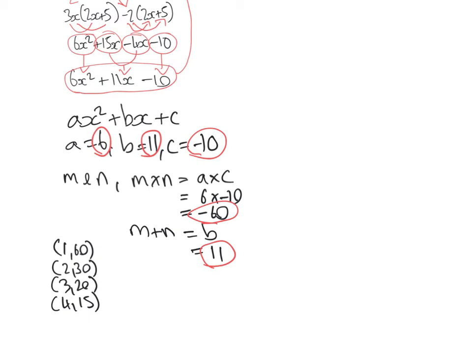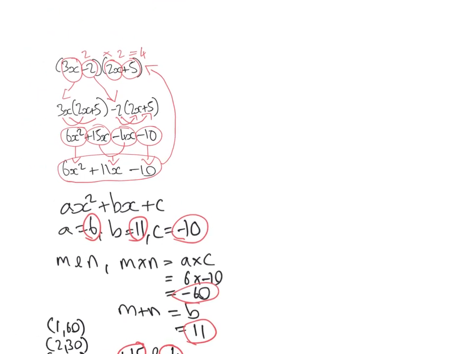And that is positive 15 and negative 4, okay? Because if you multiply these two together, you get negative 60, but if you add them together, you get the positive 11, which is what we want. Now, the reason we've done that is because we need to use them to break up the x term.